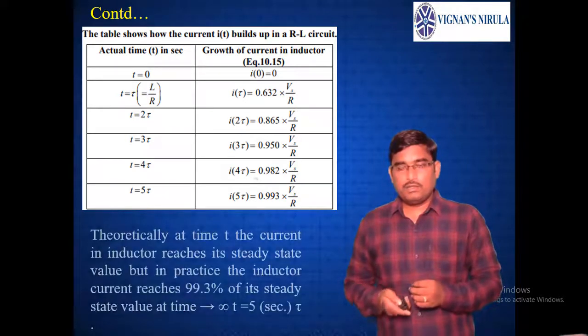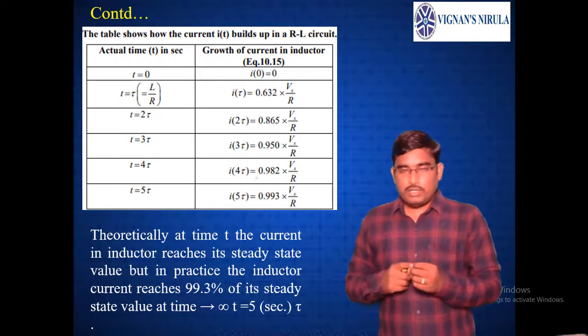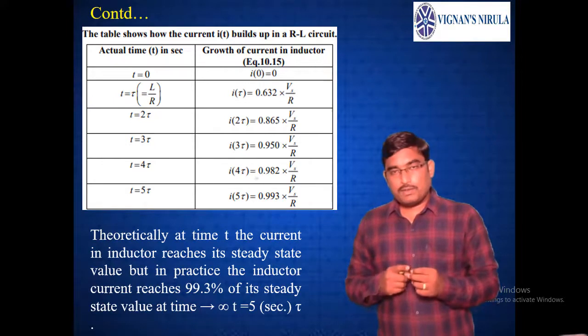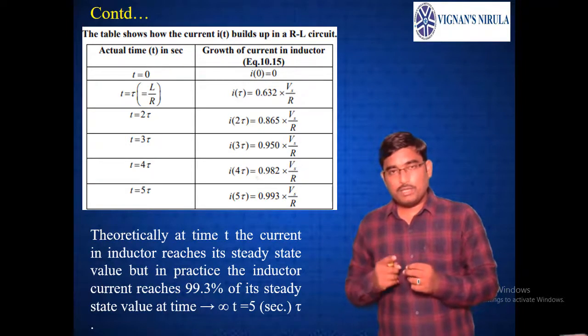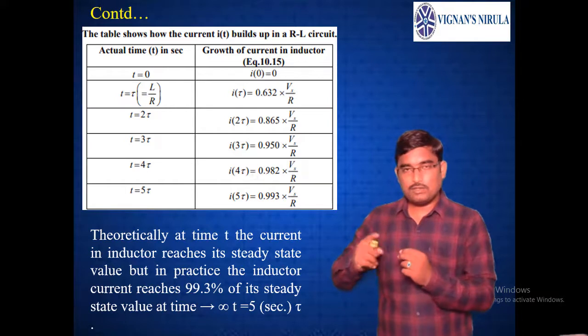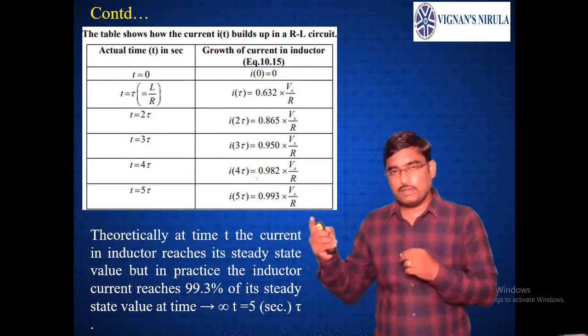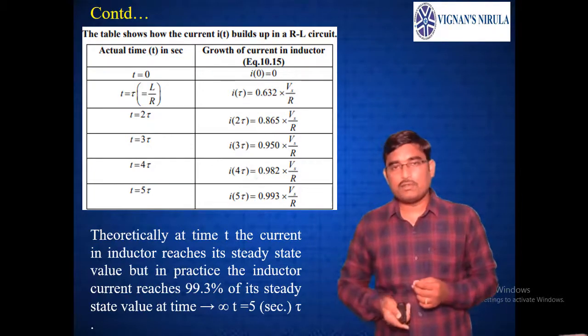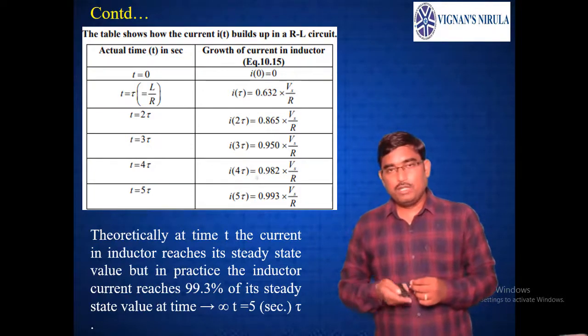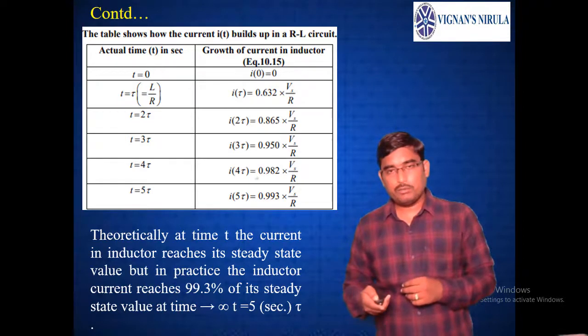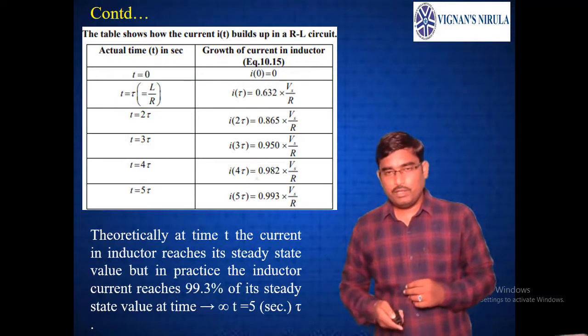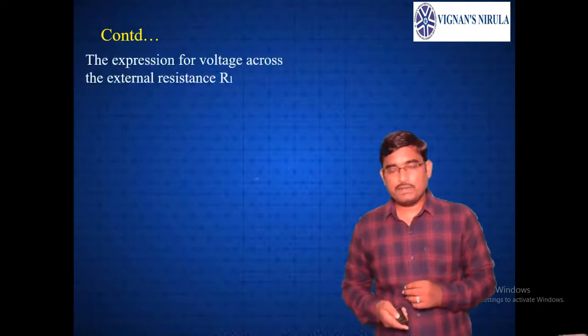See here, if you put t equals to 5 tau, you are getting the response as 99.3% of Vs by R, means steady state value. Almost it is reached to steady state value. So that means theoretically, if you want to take the infinity instant, final instant, you can take it as t equals to 5 tau instant, as at 5 tau, your response is almost reaching to 99.3% of final value. So we can take that instant as final instant.